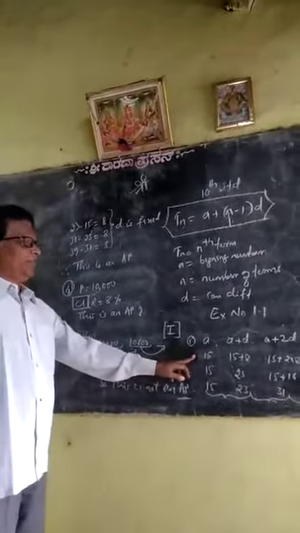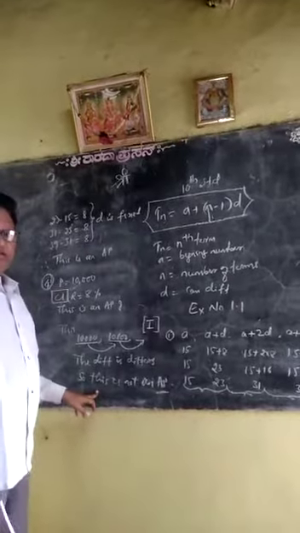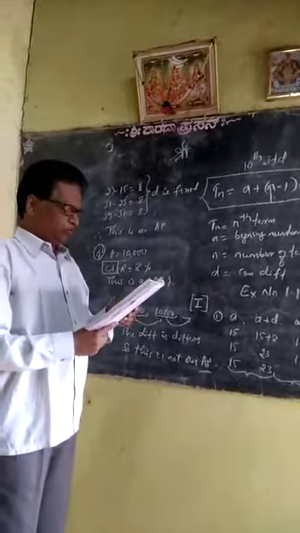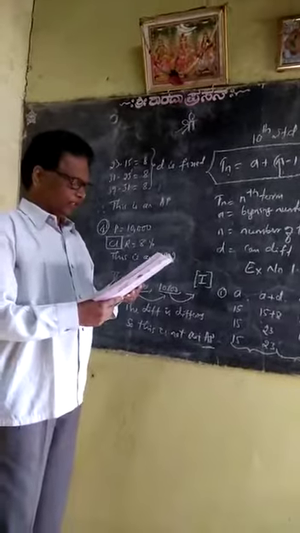First one is an AP. Fourth one is not an AP. So try to solve the other two sums at your home. In the next class, we will start the next exercise.